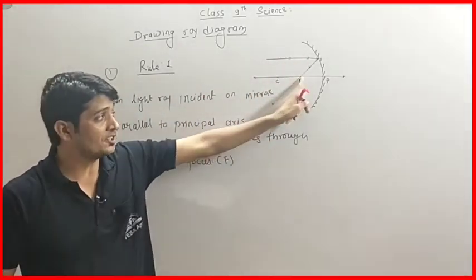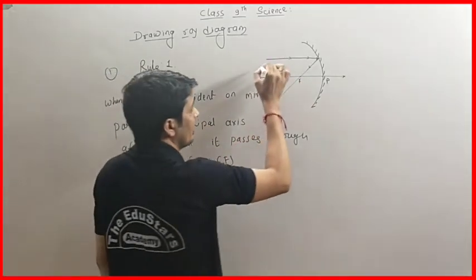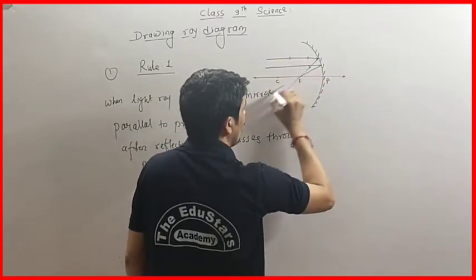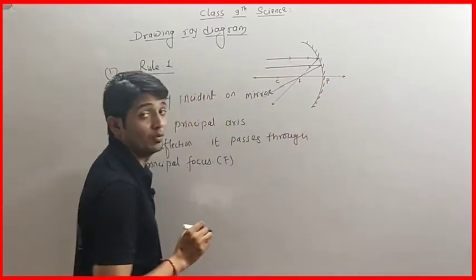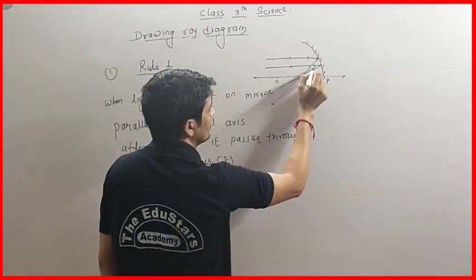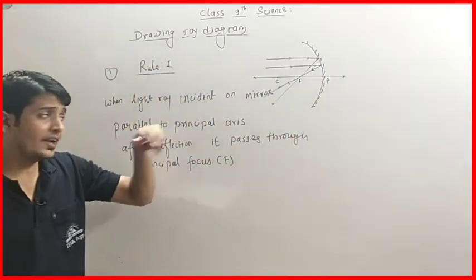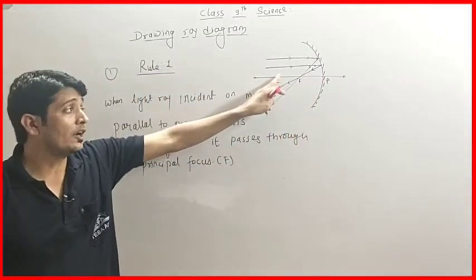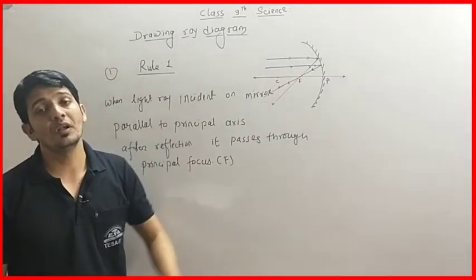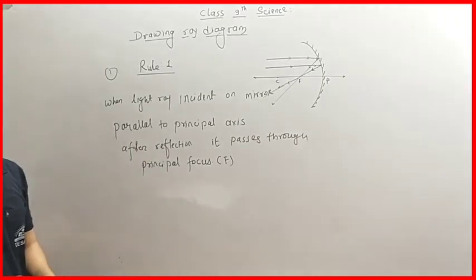So this is the path when light is incident on the mirror parallel to the principal axis. It always passes through the focus. You can draw any number of light rays; they will also pass through the focus only. You can draw any ray parallel to the principal axis, and after reflection it will pass through the principal focus only. So write down rule number 1.